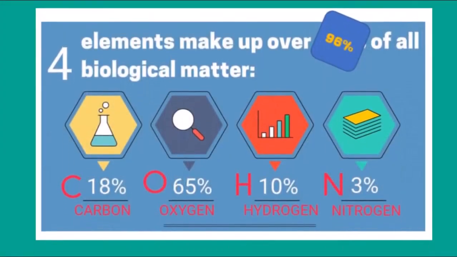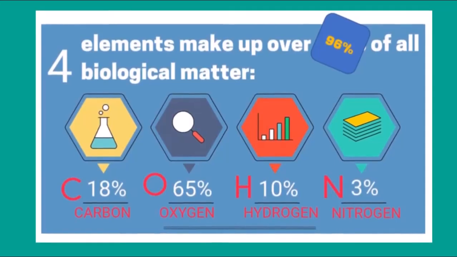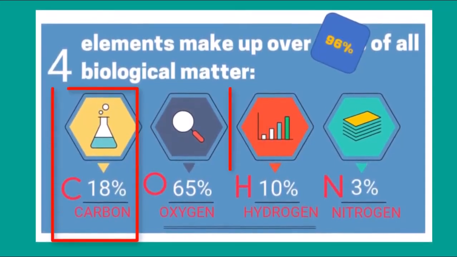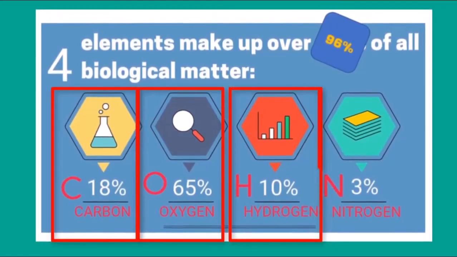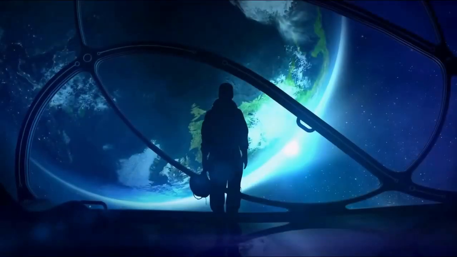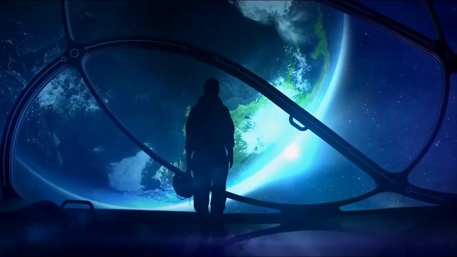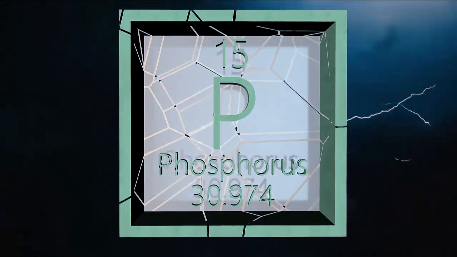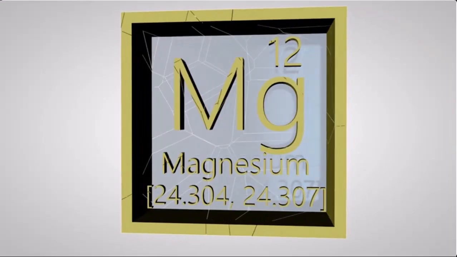Only 4 of these elements make up about 96% of the weight of the human body. These are oxygen, carbon, hydrogen, and nitrogen. Much of the remaining 4% is accounted for by 7 elements, including calcium, phosphorus, potassium, sulfur, sodium, chloride, and magnesium.